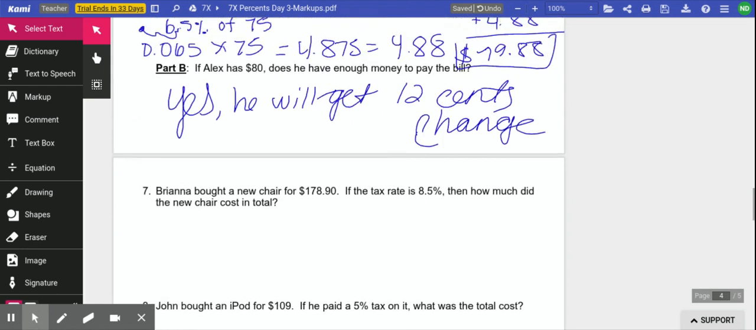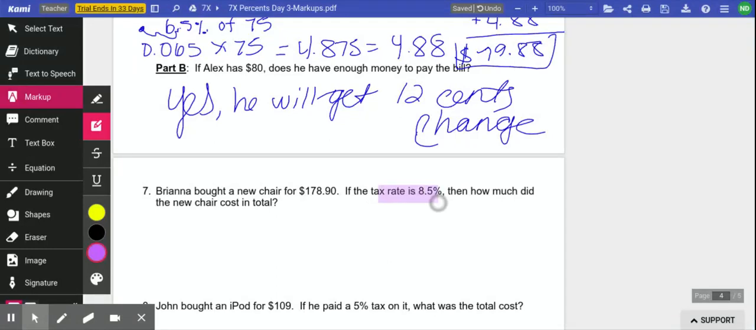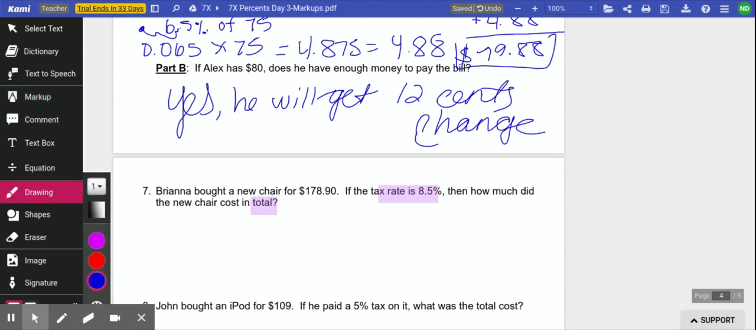Okay, number 7. It says Brianna bought a new chair for $178.90. If the tax rate is 8.5%, then how much did the new chair cost in total? All right, key phrases. Tax rate, which means my price is going to be increasing, so this is a markup. And how much does the new chair cost in total? So I have to complete both steps in order to answer this question.